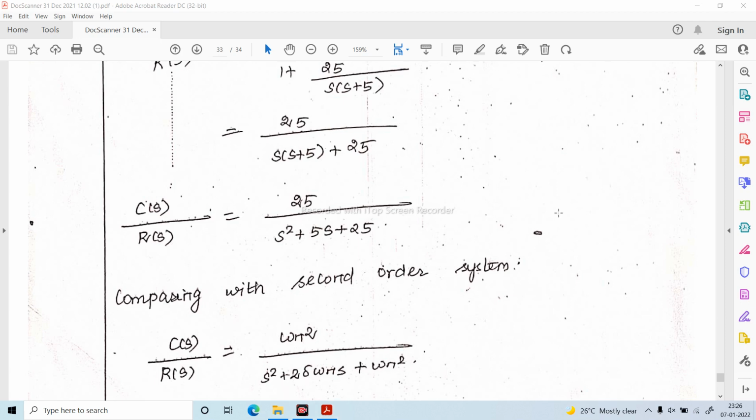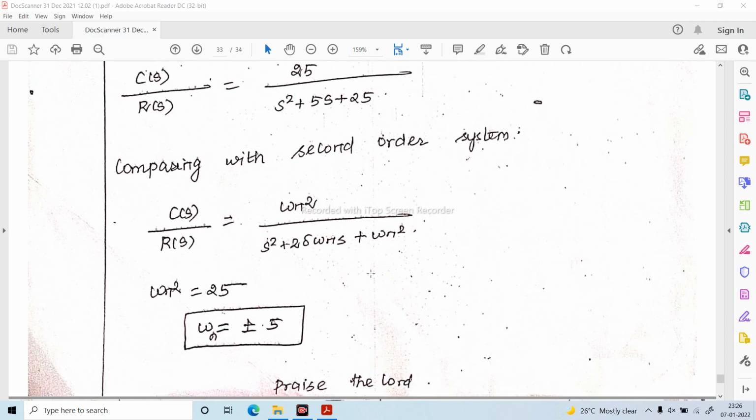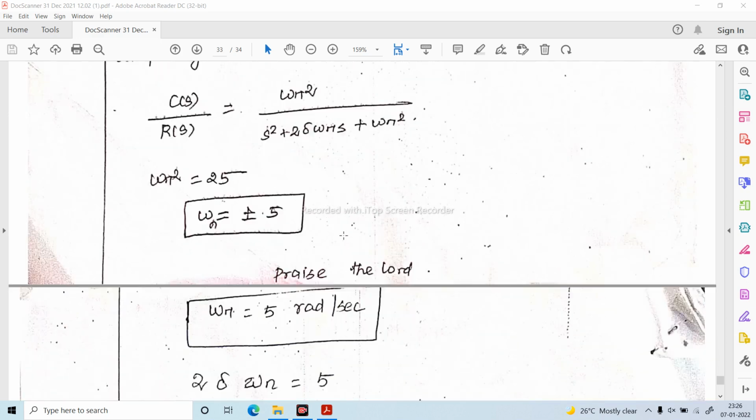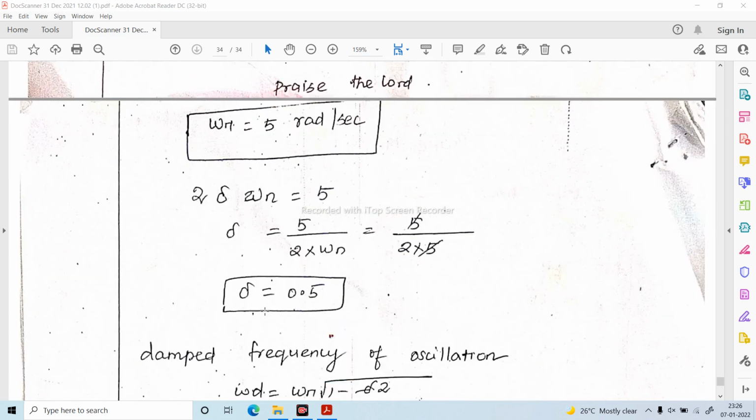Okay, from this, what is omega n? Omega n square is 25. Comparing both the equations, omega n is plus or minus 5. Then next, 2 delta omega n is 5. So from this, what is delta? Delta is 5 divided by 2 into omega n, that is delta equal to 0.5.